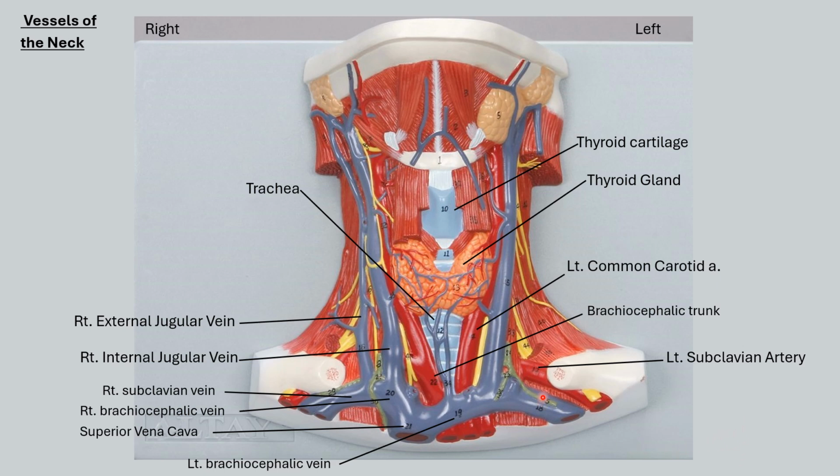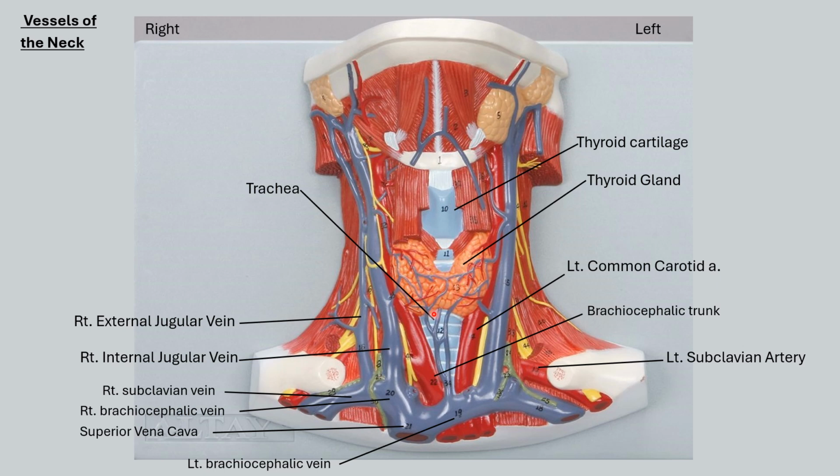Now let's identify the structures. I have labeled this one for you. So this over here, labeled number 12, is the trachea, right? And this labeled number 10 is the thyroid cartilage. And this butterfly shaped gland is the thyroid gland. We learned about this in our first lab exercise. These are its lateral lobes joined by an isthmus. It is labeled number 13, I think. Alright, so this one is the thyroid gland.